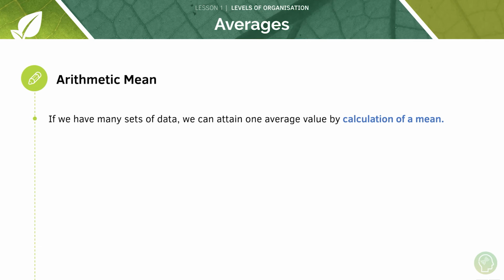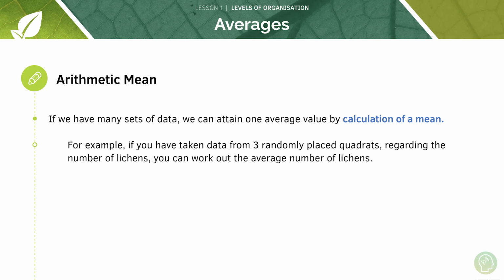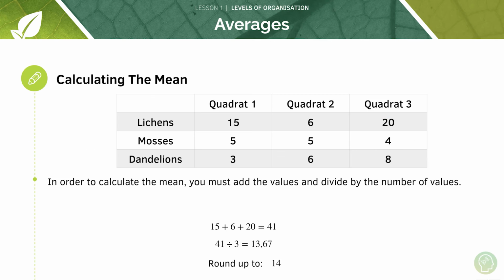Now let's have a look at some mathsy stuff. So, averages. I'm sure you've done this many times, but let's recap. The mean: if we have many sets of data, we can attain one average value by a calculation of the mean. So for example, if you have taken data from 3 randomly placed quadrats regarding the number of lichens, you can work out the average number. In order to calculate the mean, you have to add the values and divide by the number of values.